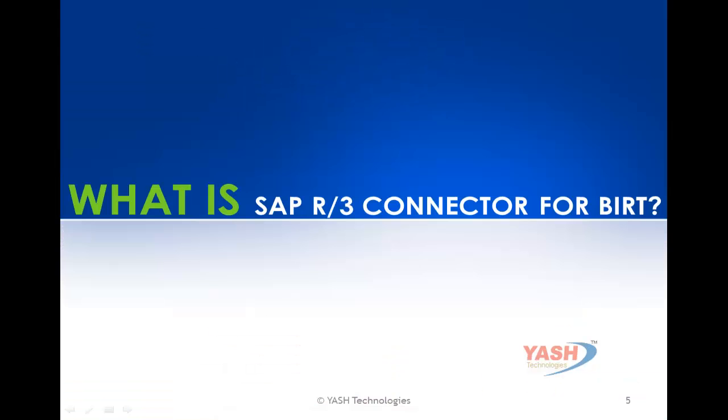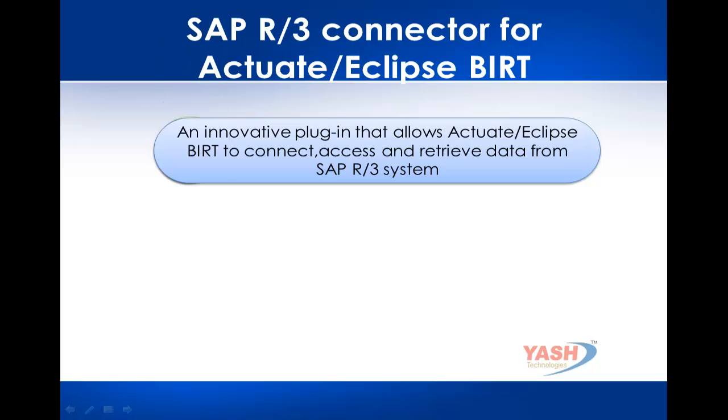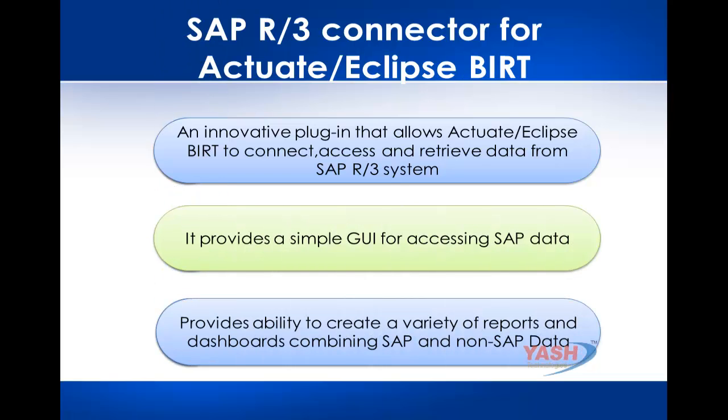Let's understand more what SAP R3 Connector for BIRT is. SAP R3 Connector for BIRT is an innovative plugin that allows Actuate or Eclipse BIRT platform to integrate seamlessly with SAP R3 systems. The connector leverages the extensible and rich reporting features of BIRT to develop reports against SAP R3. It provides a simple, familiar GUI to assist users to view and access SAP business layers.